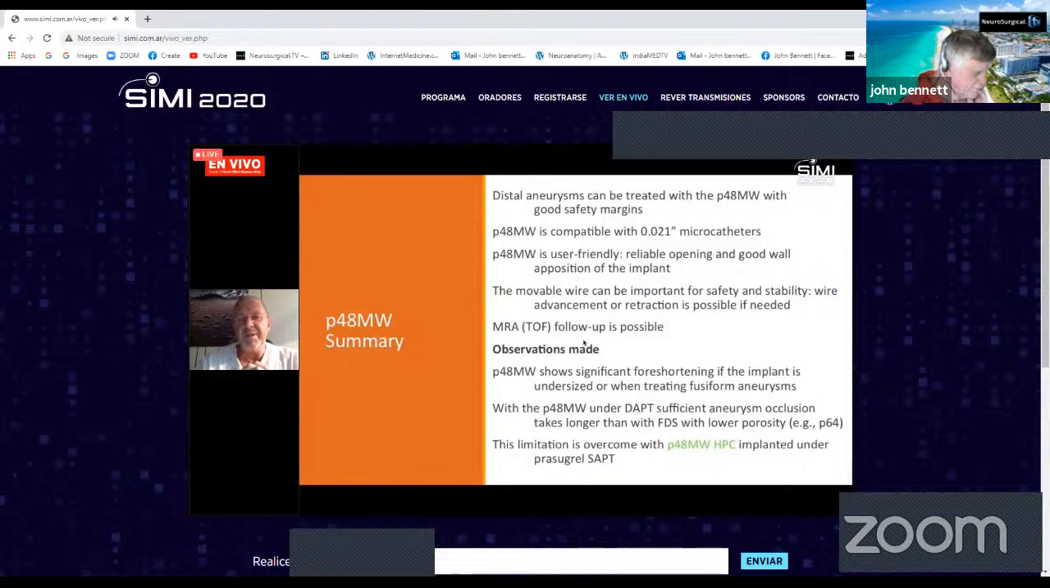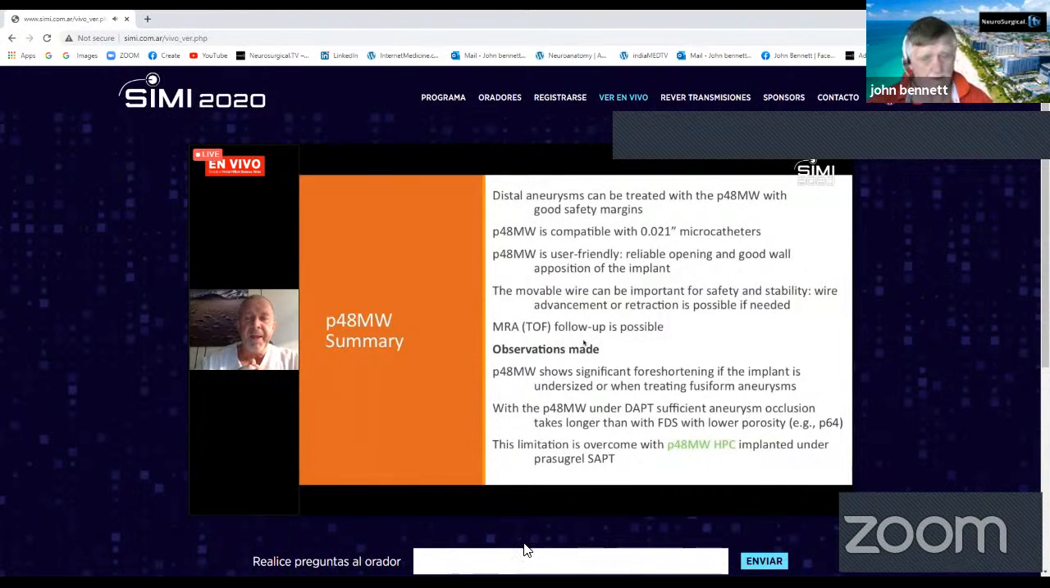And obviously, under dual antiplatelet therapy, the aneurysm occlusion takes longer than with flow diverters with lower porosity. We see this also in the meantime. We started to use P64 HPC, the denser version of the same material and same coating, and these aneurysms have much earlier aneurysm occlusion. And as we observed recently, most of these limitations can be overcome if the P48 is used under prasugrel single antiplatelet therapy.